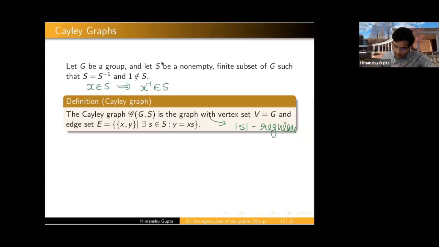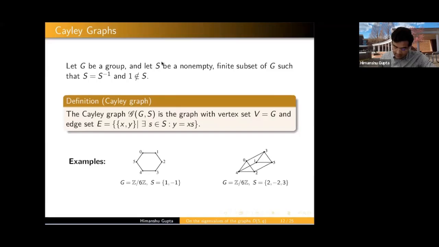Okay, let's look at a few examples. Let's take the group Z6, that is the cyclic group of order 6, and let's take S to be 1 and -1. If I look at 2, and if I look at 2 plus 1, it's going to be 3. So we see that 2 and 3 are adjacent. If we look at 2 minus 1, we have 1, and we see that they are adjacent as well. Similarly, if I take the generating set as 2, -2 and 3, and if I look at 2 here, 2 plus 2 is 4, it's adjacent. 2 minus 2 is 0, it's adjacent. 2 plus 3 is 5, it's adjacent. Okay, so that's a Cayley graph.